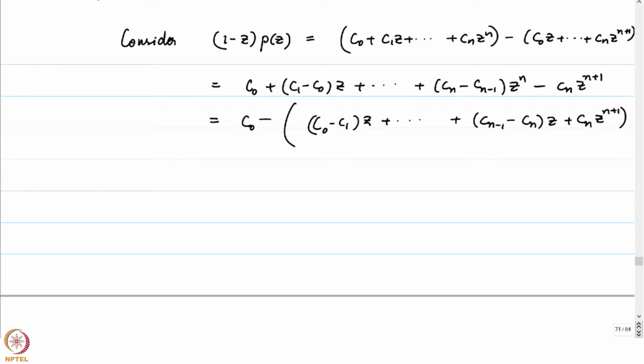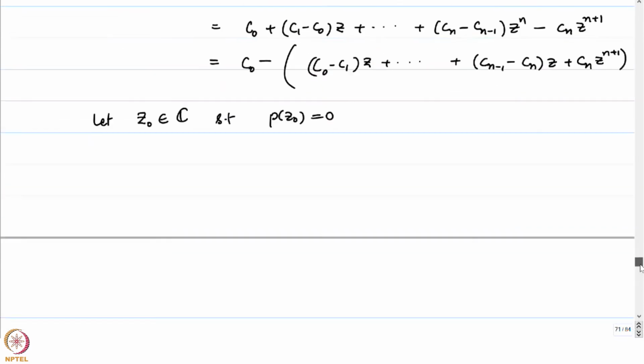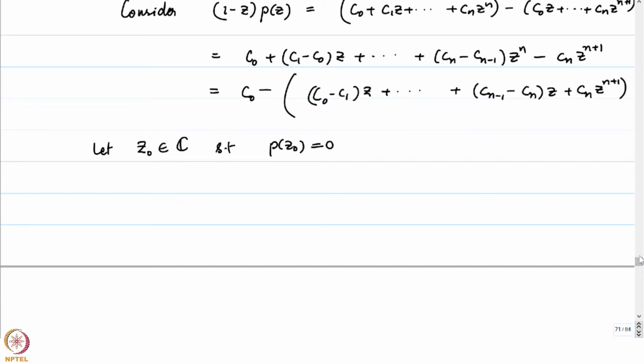Okay, now let's consider a root. Let z0 be a complex number such that P of z0 is equal to 0. That would imply that for z0, 1 minus z0 times P of z0 is 0, and therefore C0 will just turn out to be equal to C0 minus C1 times z0 plus up to Cn minus 1 minus Cn times z0 to the power n, and finally Cn times z0 to the power n plus 1. This is precisely what will happen at a root of the polynomial P.